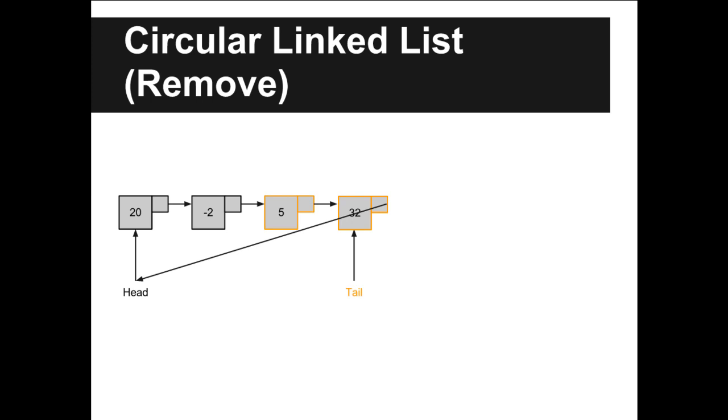Now in this case, remember that we still have a pointer to 5. So what we do is to point the next pointer of 5 to point at head, and also reset the tail pointer to point at 5. Now 32 is unreachable, and we can just get rid of it. Now our linked list looks something like this.